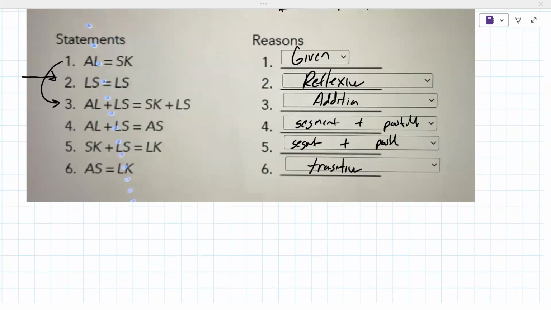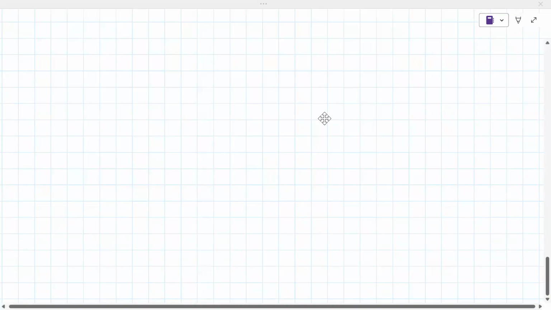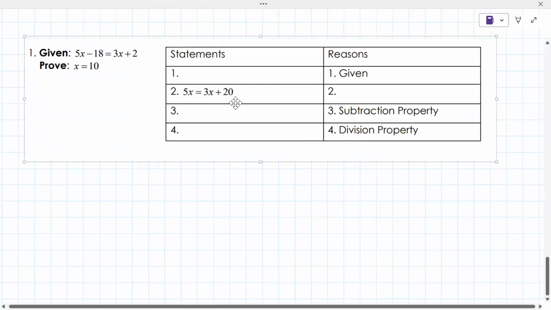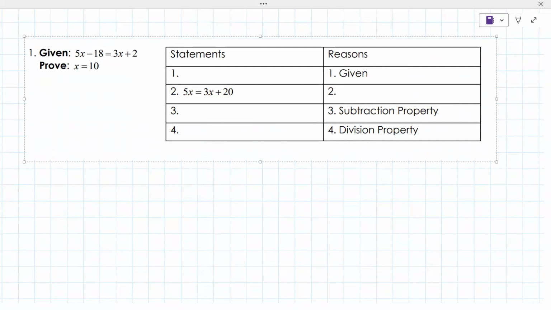Okay, so let's try a basic one just to see where you're at, if you're okay with this. The idea here is it's an algebraic proof, but they're giving you some of the reasons, but not all the statements. You're used to getting all the statements but no reasons. So maybe you can give this a try, filling these in and letting me know what you think.